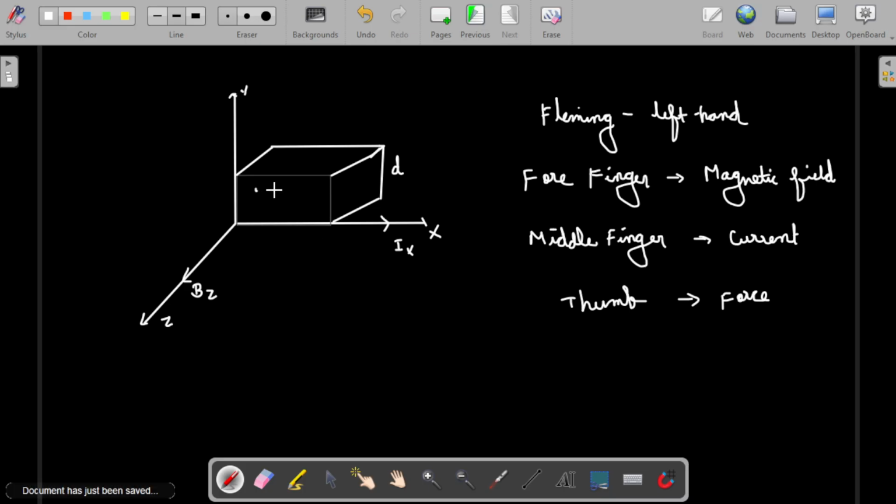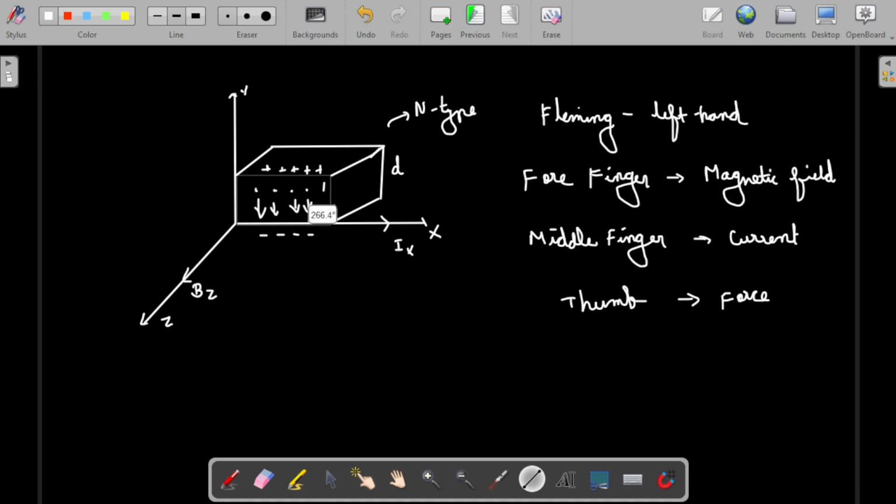So if we consider this as an n-type, then the charge carriers, all the electrons, will move from top to down. It will form a negative potential at the bottom and a positive potential at the top, which means the electric field will be pointing from top to bottom. Right? Are you able to understand?